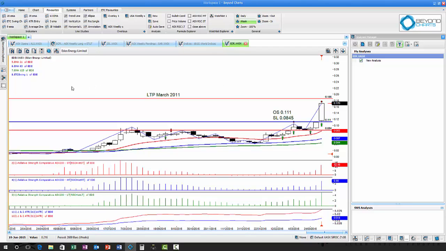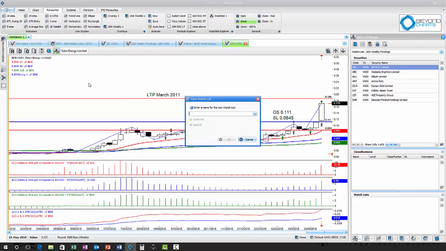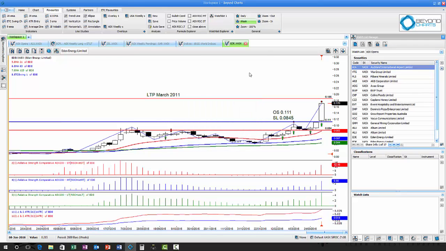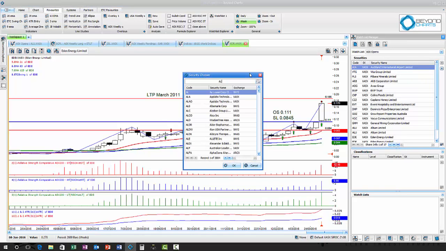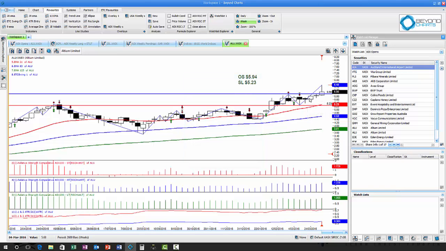That was EDE. So I'll just add that to the ASX weekly opens list. Weekly ASX opens. There we go. So I'll pop that into there. Another one that triggered during the course of the week was ALU, which we had a quick look at before. Altium Limited, that's triggered, so that was another one that's in the open list this particular week.